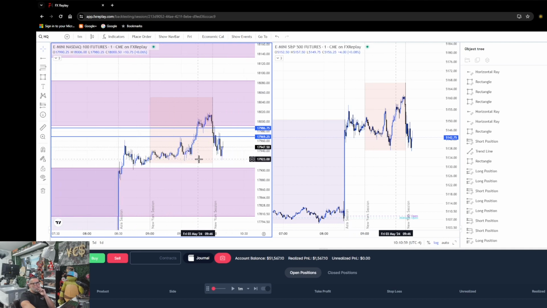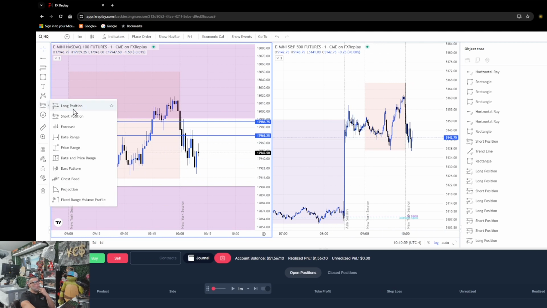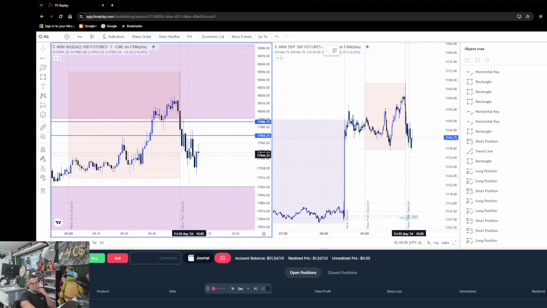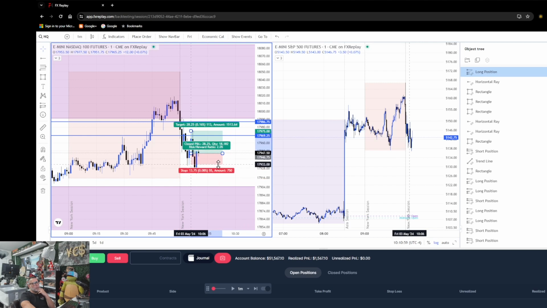Overall, we took out the low that was created from 9 a.m. Yeah, I'm going to take this trade. We're going to just see how it goes. We're going to take a long position on this candle that engulfed, right? We're going to keep our stops tight again. 9 points. See what happens.